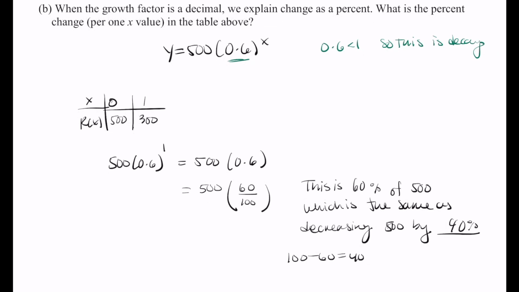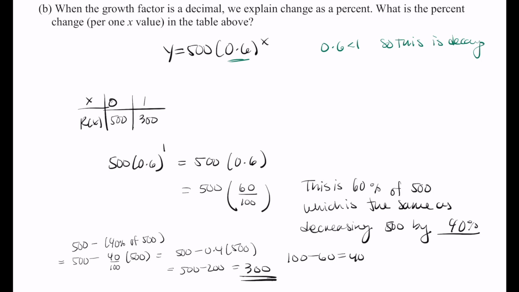And to check, look at this, 500 minus 40% of 500. So that's 500 minus 40 over 100 times 500, which is 500 minus 0.4 times 500. And you'll notice you'll get 500 minus 200, which is 300. And we have verified that these are equivalent now. So the percent change in this table is we're decreasing by 40%.